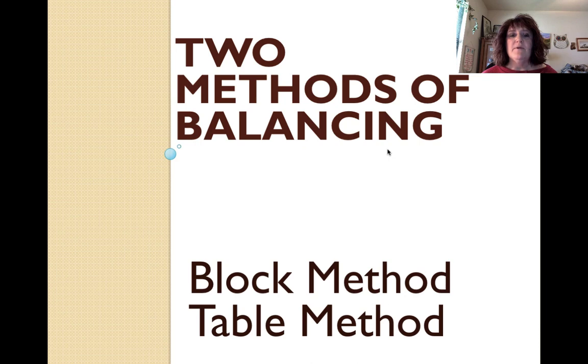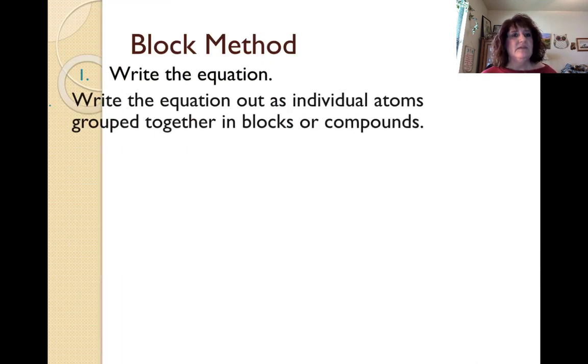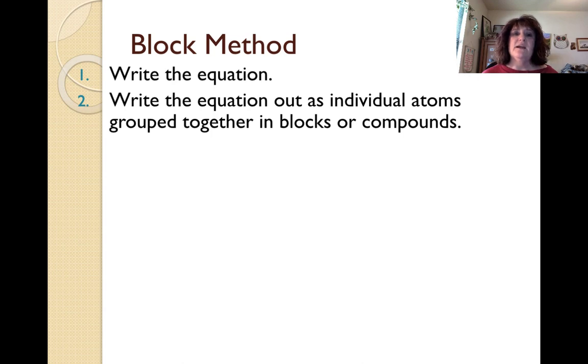There are two primary methods of balancing, the block method and the table method. And the directions seem really kind of complicated, but once you see it, they're not too bad. So the block method, first you write the equation, then you do what I call atomize. You write the equation out as individual atoms grouped together in blocks or compounds. You have to keep the compounds together.